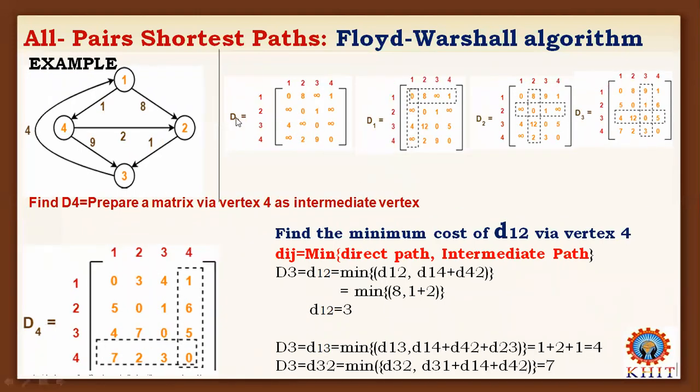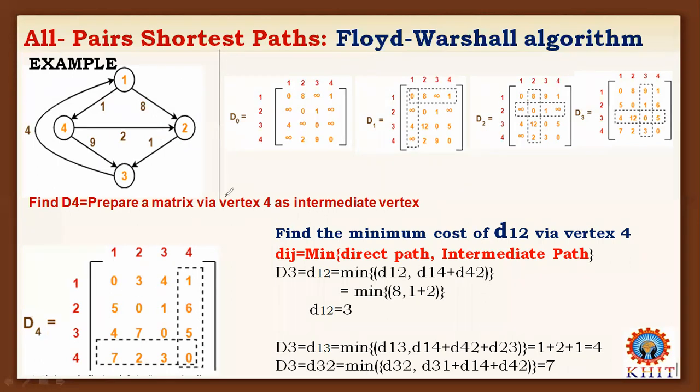Friends, from the given graph, we have created three matrices, namely D1, D2, D3. Here, there is no intermediate vertex. In D1, vertex 1 is the intermediate vertex. In D2, vertex 2 is considered as the intermediate vertex. In D3, vertex 3 is considered as the intermediate vertex. Now vertex 4 is to be considered as the intermediate vertex, and we need to prepare the matrix.